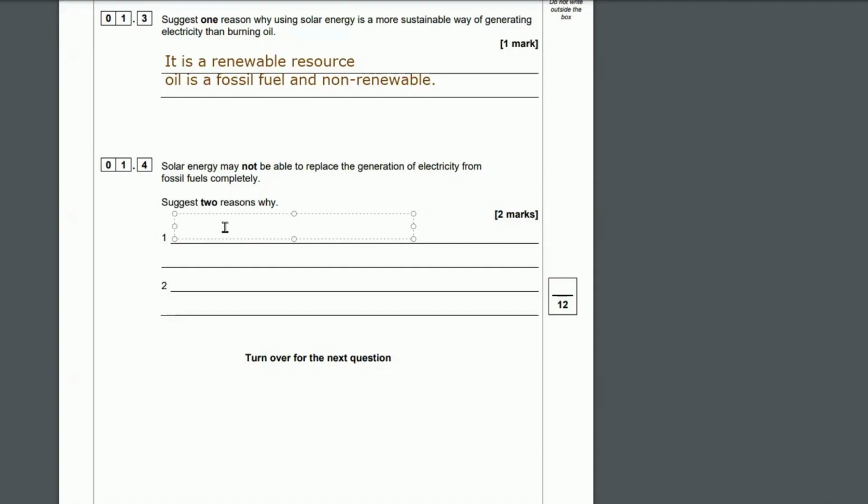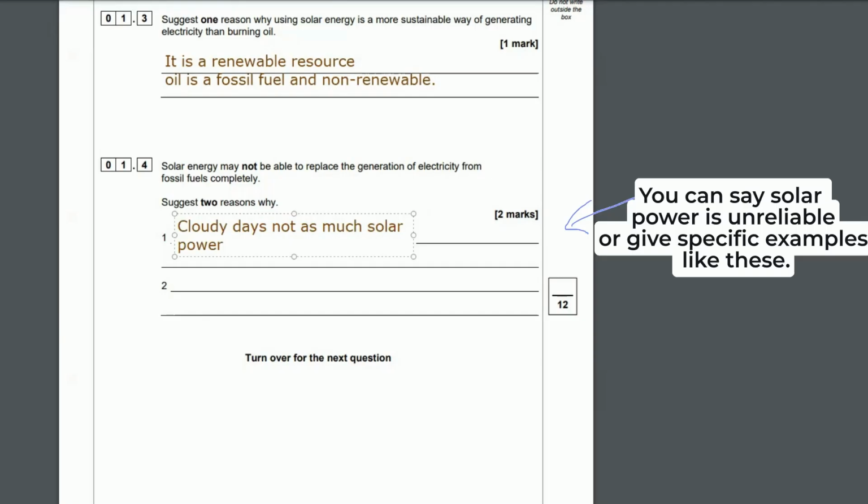Question 1.4: solar energy may not be able to replace the generation of electricity from fossil fuels completely. Suggest two reasons why. Why can't we rely on solar power all day and all night? Obvious reasons: cloudy days, not as much. At night, not as much solar power. So you can't generate as much electricity at night or on cloudy days.